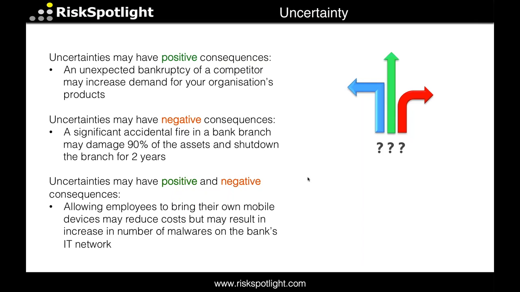Uncertainties may also have negative consequences. For example, if there is a fire at a bank branch, then all the assets in the bank branch may be destroyed or damaged, and the bank branch may be shut down for 2 years. So again, it's an accidental fire. It was an uncertainty, but if it were to happen, then there will be some consequences which will then impact our objectives.